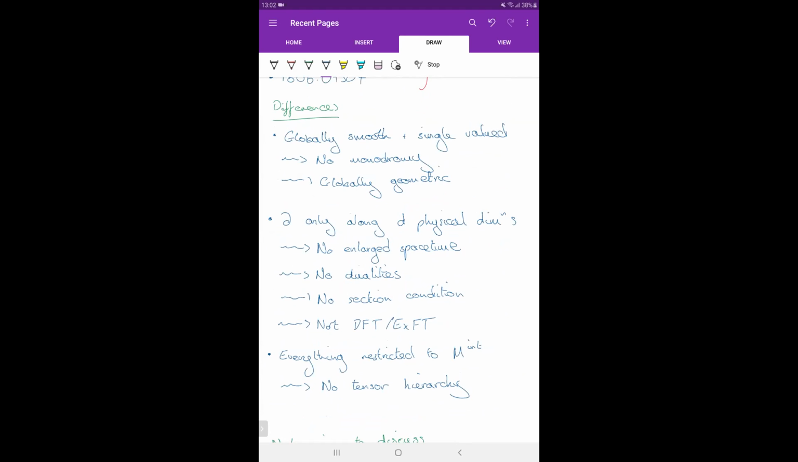And I'm also going to take all of my derivatives to be just along the physical dimensions. I'm not going to extend the space-time by adding coordinates in any way. And so I'm not really going to be talking about dualities here. Everything I talk about will be genuine symmetries of the theory. And so I won't need to talk about a section condition. It'll be automatically implied. And so it's slightly different from double field theory or exceptional field theory in that sense.